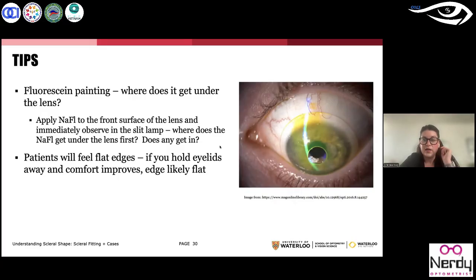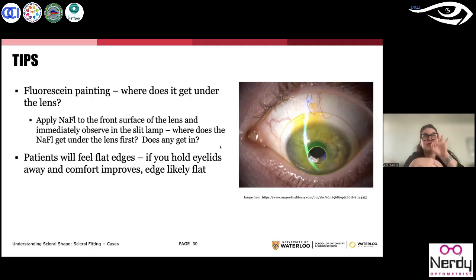Fluorescein painting is something I do a lot. When the patient returns after wearing their scleral lens for at least 4 hours for follow-up, I'll always see them after they're wearing the lens. Where does fluorescein get underneath that scleral lens? I paint it on. By painting, I just mean I wet the fluorescein strip and put it on the front surface of the lens, let the patient blink a few times, and then I usually only do one eye at a time. Immediately put them in the slit lamp, wide diffuse beam. You can do it with white light. Sometimes blue light will be helpful here, and just start to look as they blink.